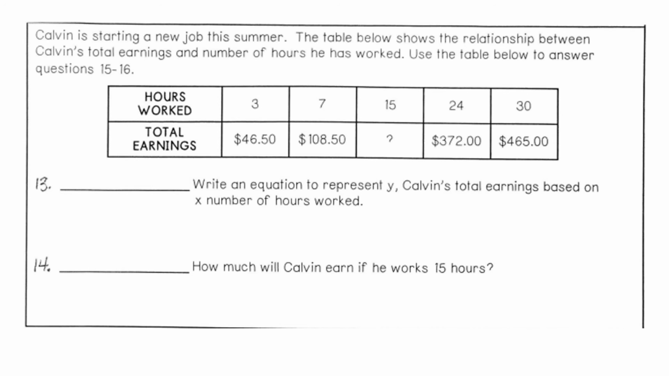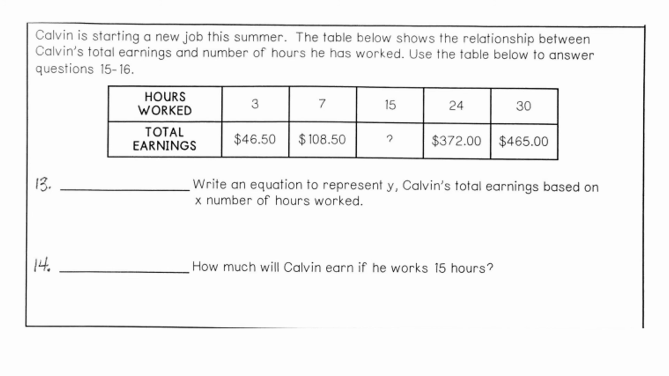Calvin is starting a new job this summer. The table shows the relationship between Calvin's earnings and the number of hours he has worked. Use the table below to answer questions 13 and 14. It should say 13 and 14. It says 15 and 16, so just ignore the 15, 16. So your table says hours worked and total earnings. Number 13, write an equation to represent y, Calvin's earnings, based on x, the number of hours worked.